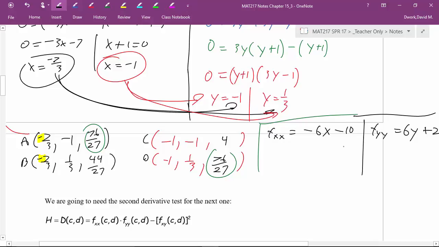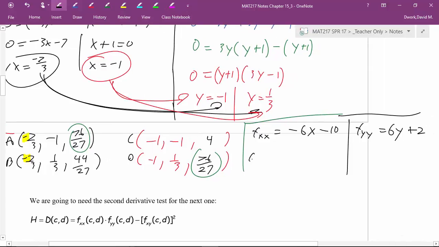In these equations, wherever there's an x, I'm going to replace it with negative 7/3, and everywhere there's a y, I'm going to replace it with negative 1. So here we go: 4, negative 7/3, negative 1.